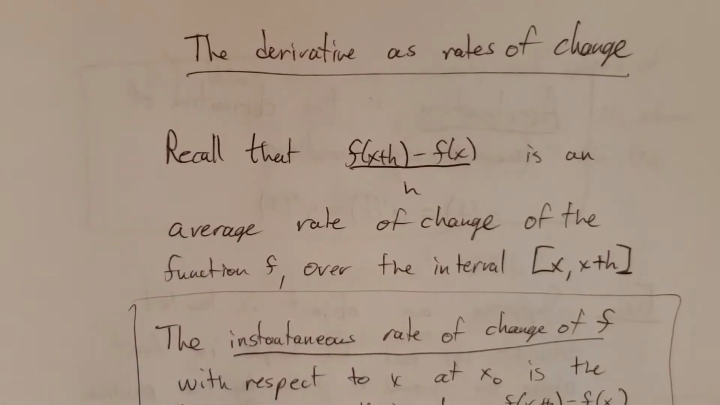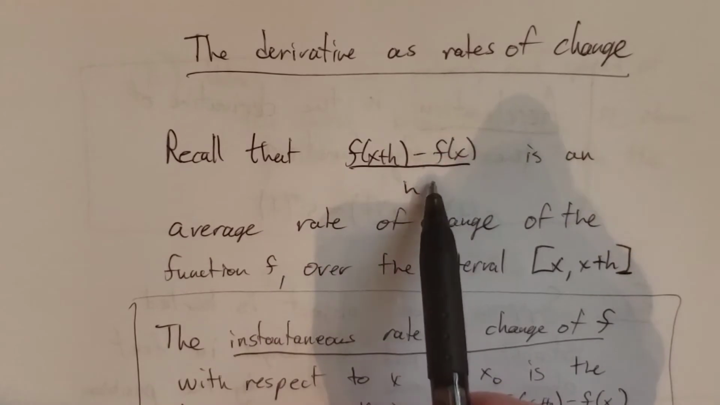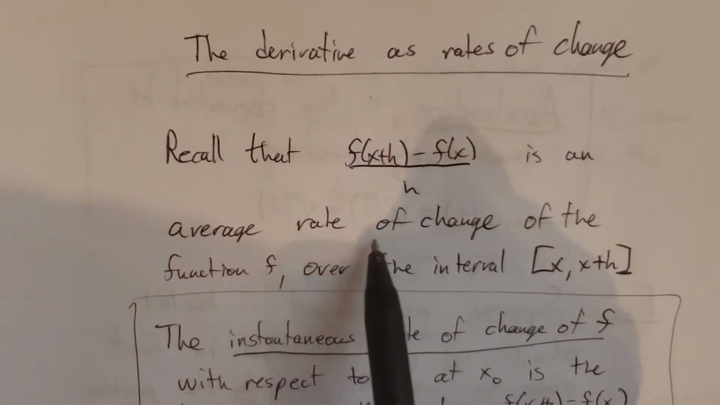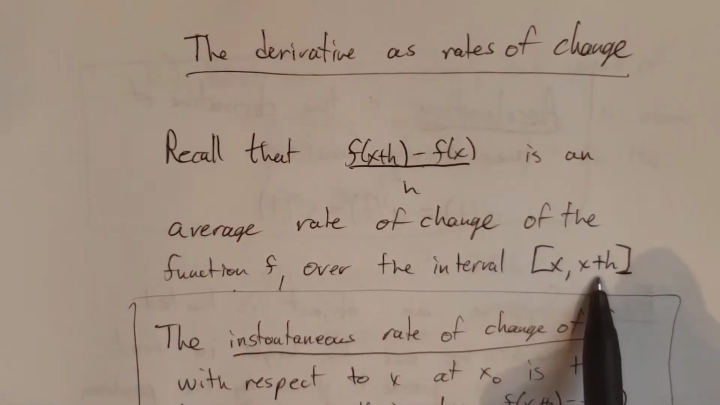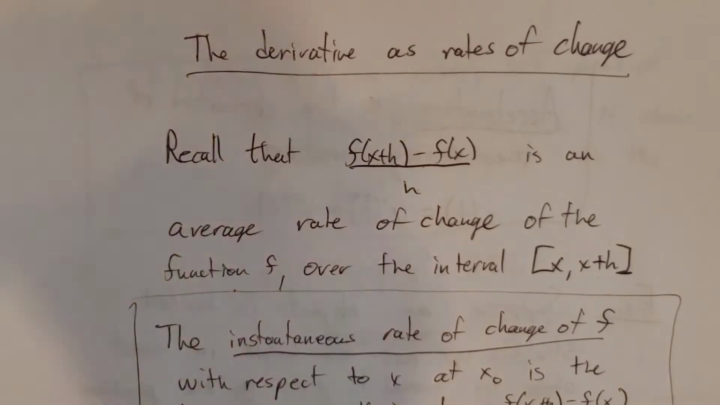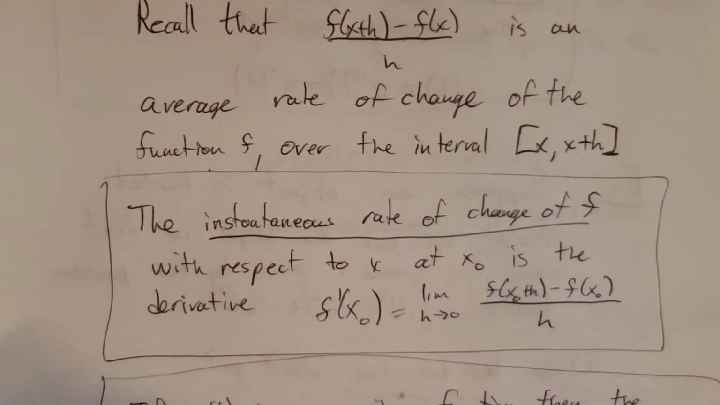In this video, we're going to continue with our discussion of derivatives, and we want to talk about derivatives as a rate of change. So we may recall that f of x plus h minus f of x over h is an average rate of change of the function f over the interval x to x plus h. And then we defined our derivative to be the instantaneous rate of change of f, which was the limit as h goes to 0 of essentially that function.